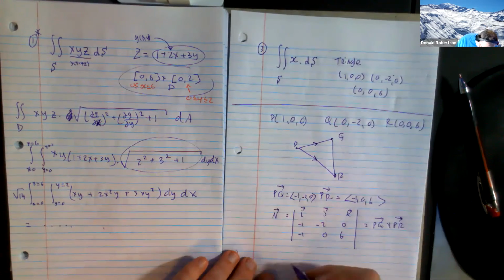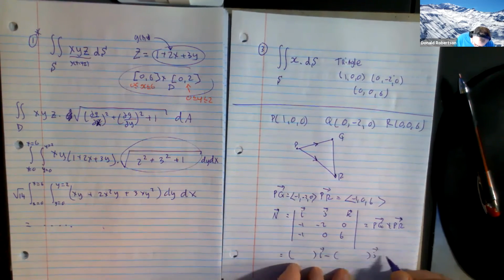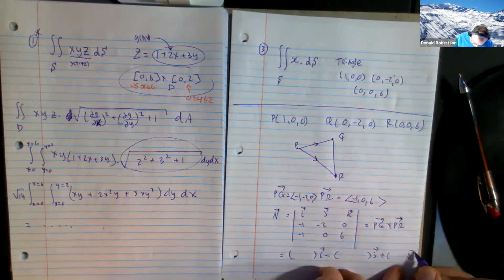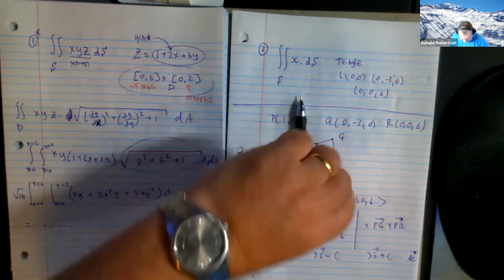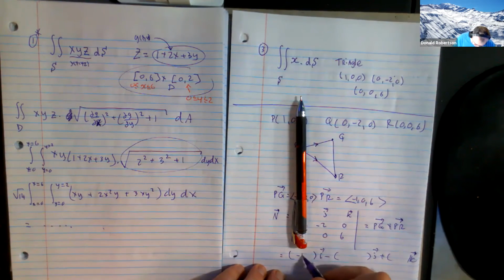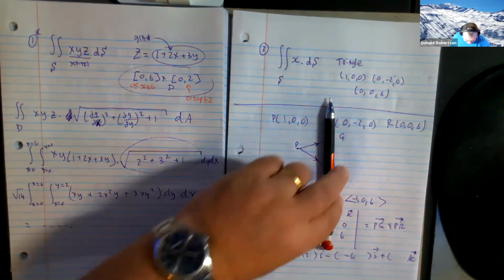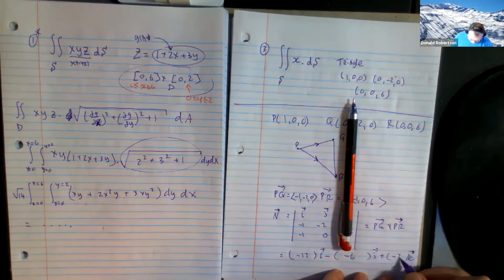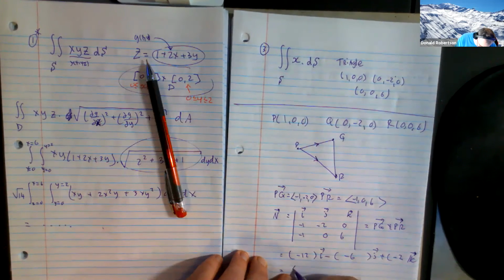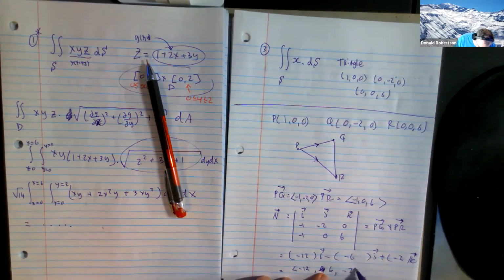Let's figure out what this is equal to. So many i's, take away so many j's, plus so many k's. If you cover this guy up, negative 12 take away 0. If you cover this guy up, negative 6 take away 0. And if you cover this guy up, 0 take away 2. And so I get negative 12 plus 6 and negative 2. And that's the normal vector.